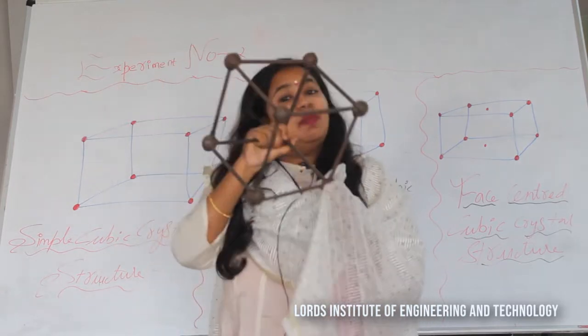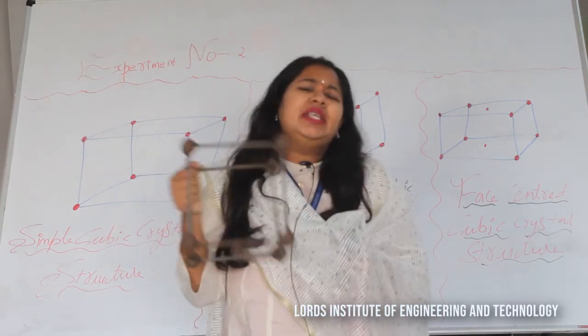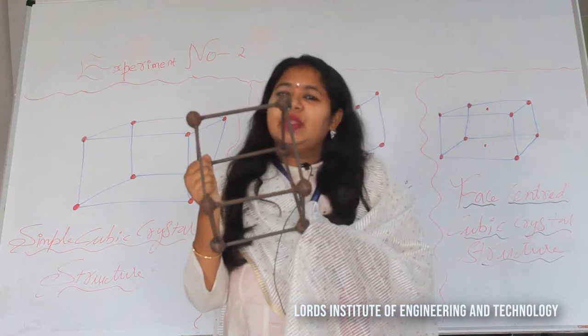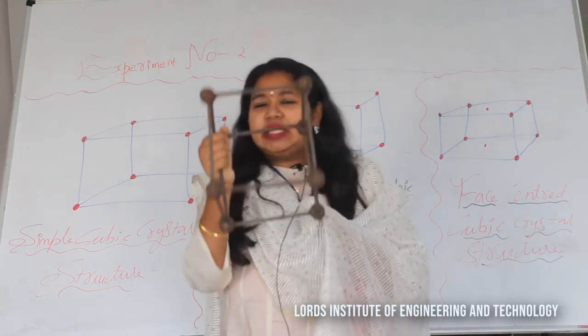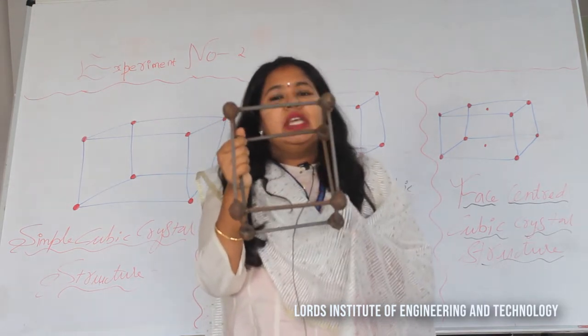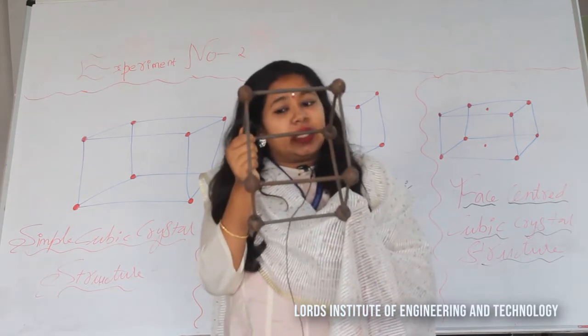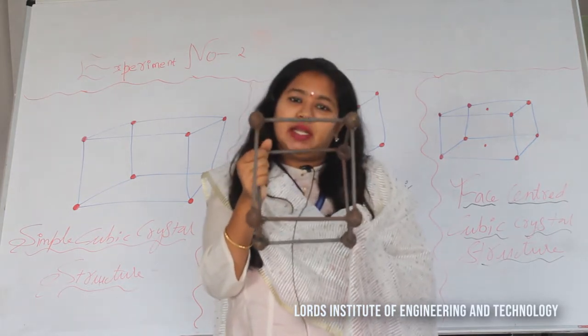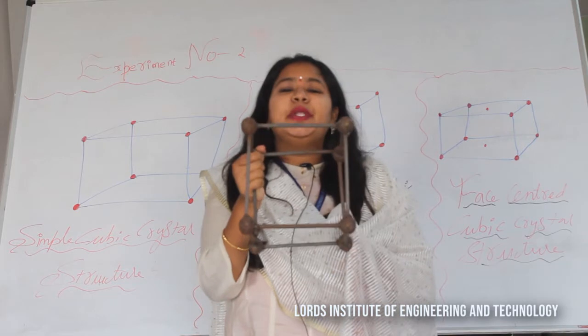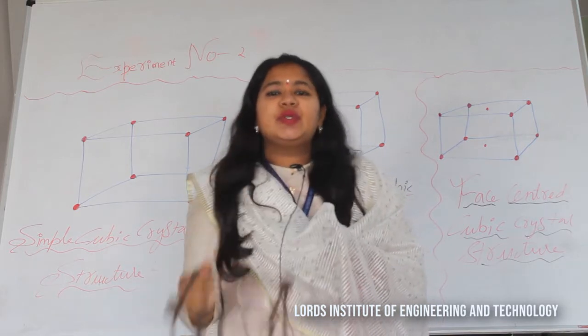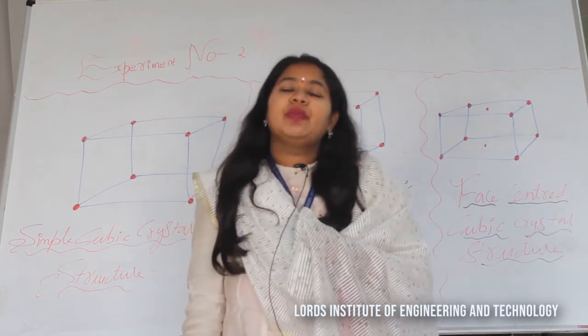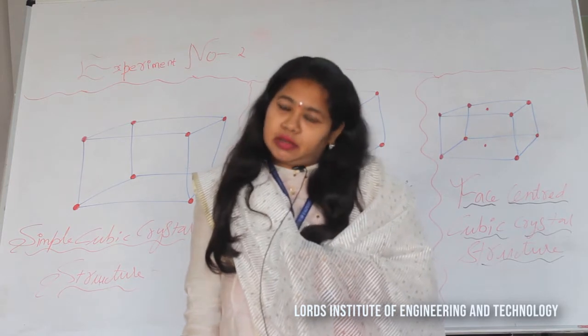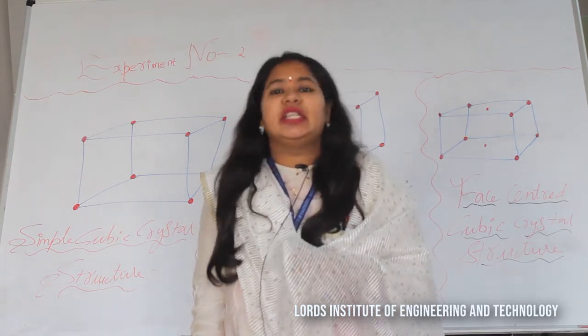This is your simple cubic crystal structure. What is actually a simple cubic crystal structure? You can see the spheres, right? There are 8 spheres occupied at the 8 corners of the unit cell, okay? This is regarding your simple cubic crystal structure. I just want to tell you all that for different elements you have different crystal structures.